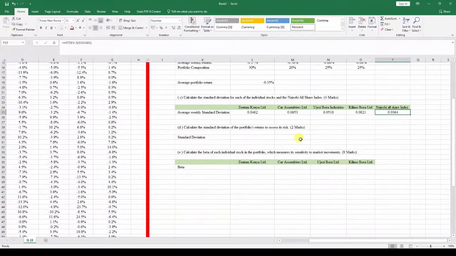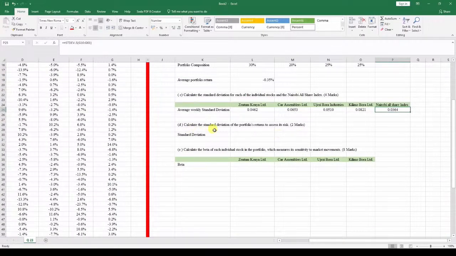Part D, we are asked to calculate the standard deviation of the portfolio returns to assess the risk. And we're saying for us to be able to do that, we will need to consider the weights.